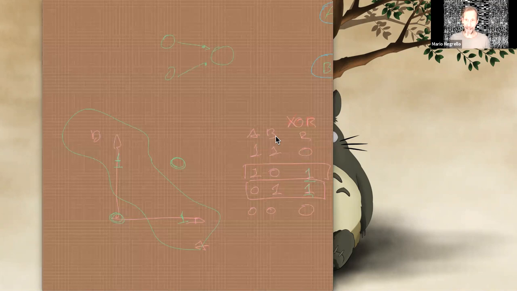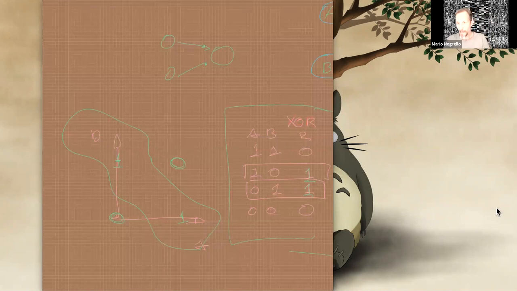And if you haven't thought about that before, it's a nice, simple exercise to think about what would be a structure of a network that allows you to do the XOR.